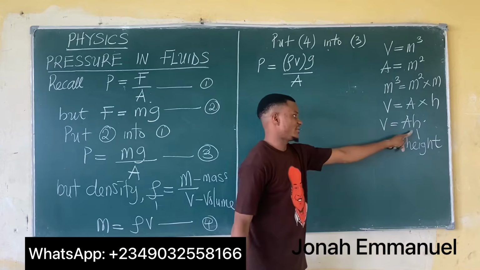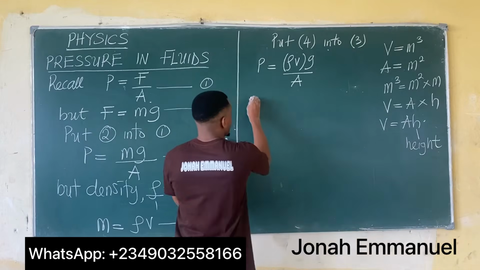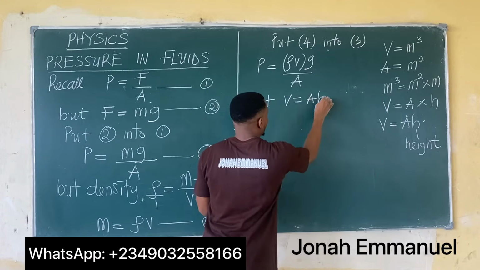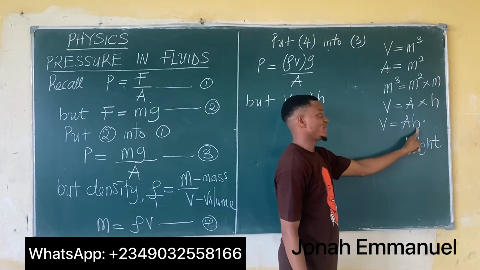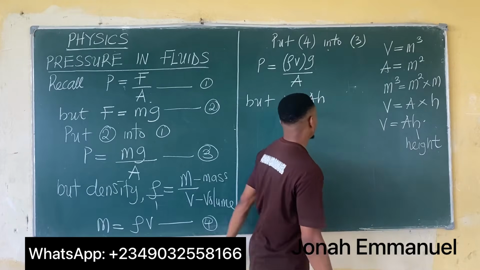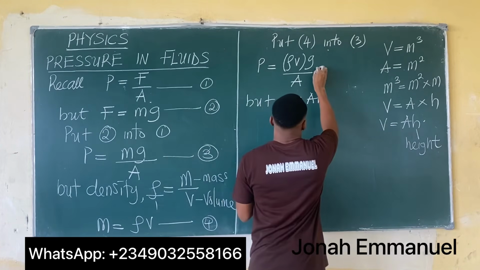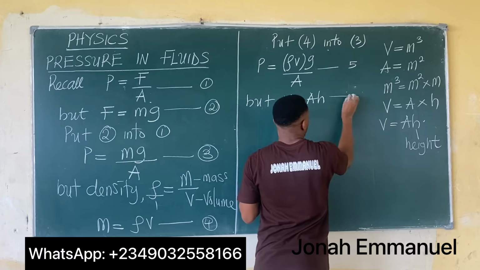Alright, so H here means height. So volume is equal to area times height. I've explained why. Meter squared times height, meters, gives you meter cube volume. Alright, if I put this here, it means that pressure, let me call this 5. Call this 6.